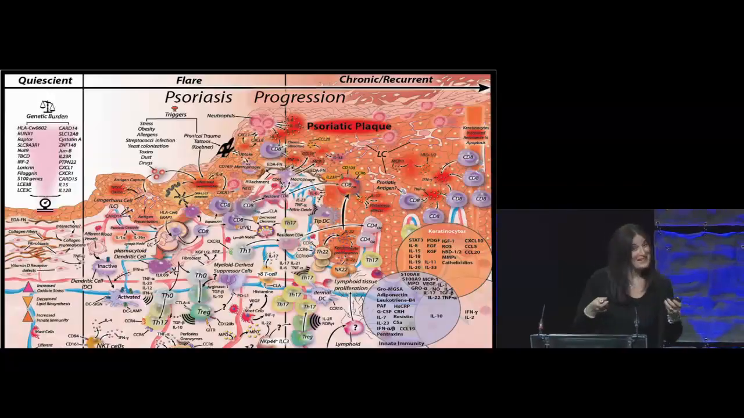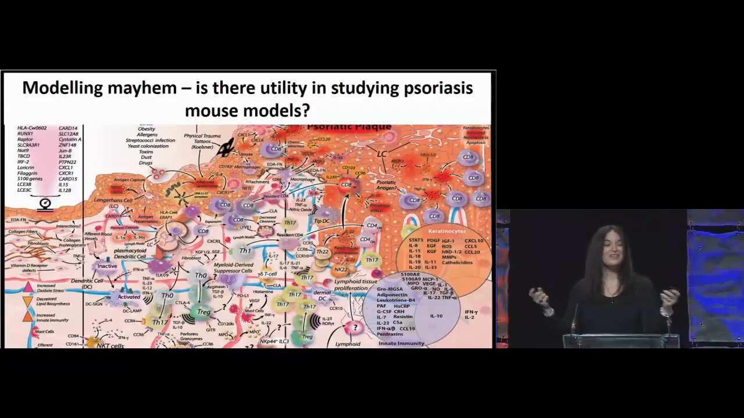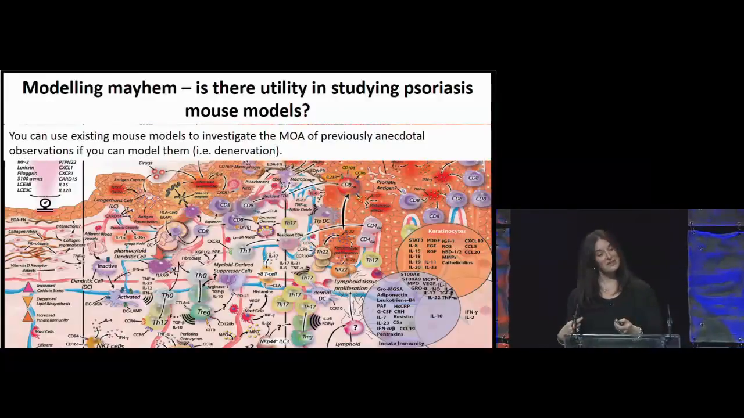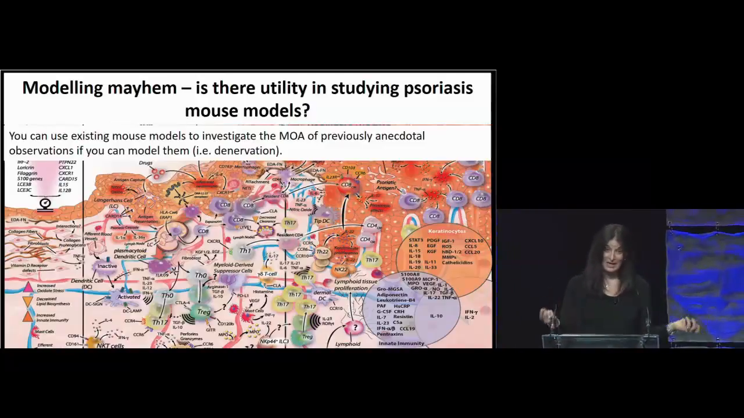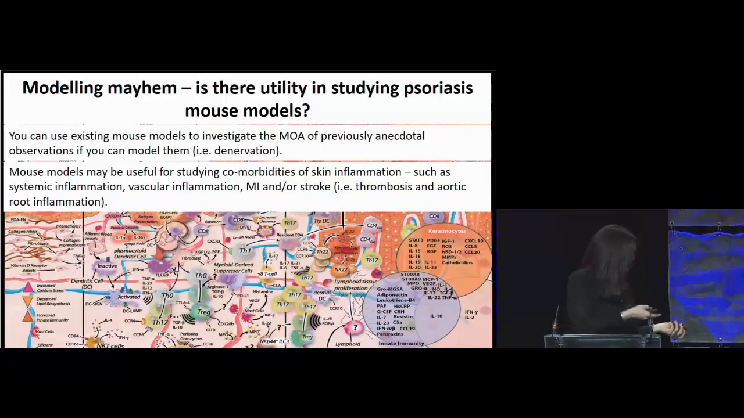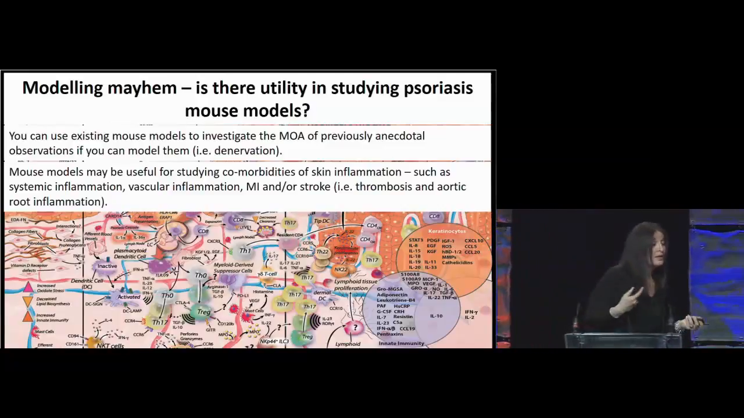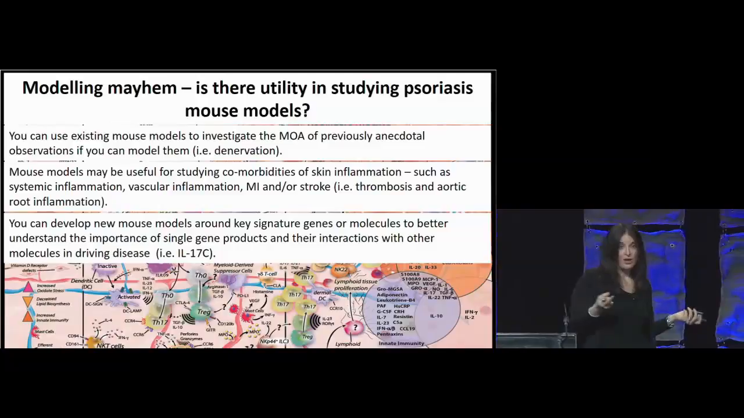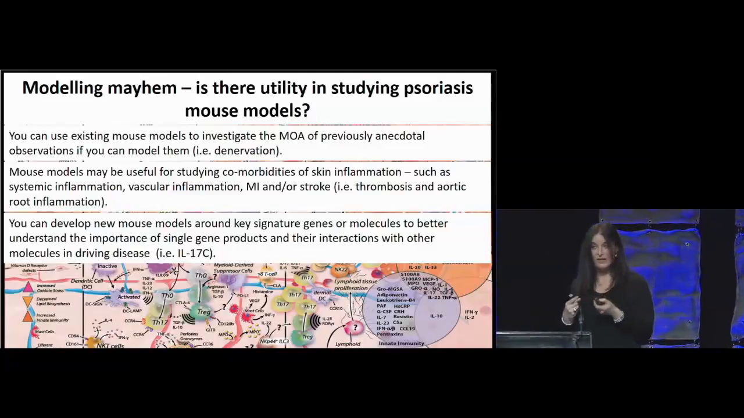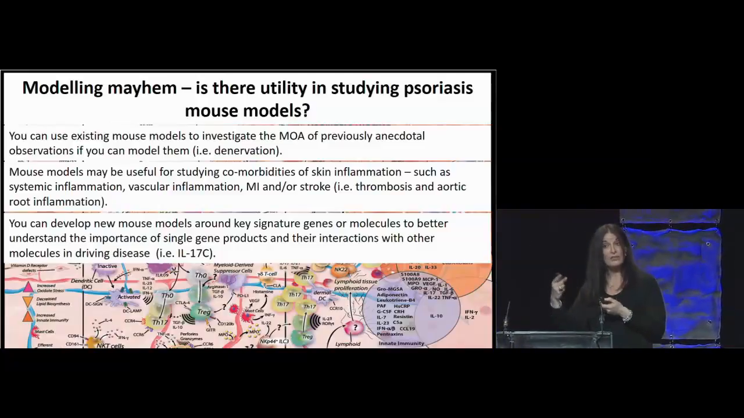So back to the modeling mayhem question. Is there utility? I think so, yes. I think you can use mouse models to get at mechanism of action of things that we didn't understand. I think we can use them to model comorbidities. I talked about cardiovascular disease, but you could look at kidney, liver, depression. I think you can develop new mouse models around key signatures that you identify in patient skin or blood, model them and study them in an animal model.